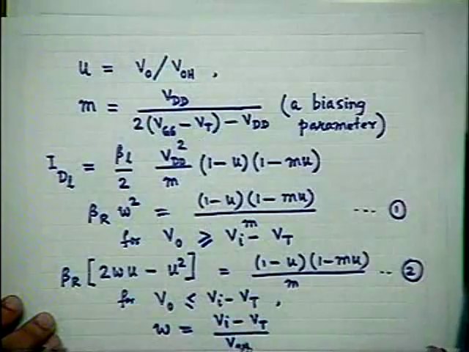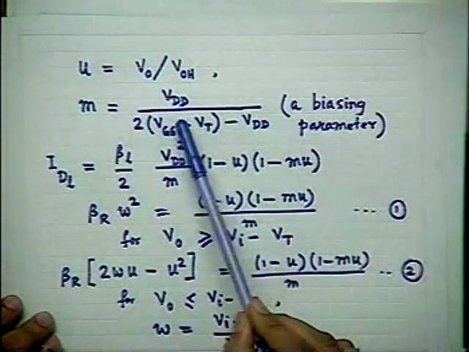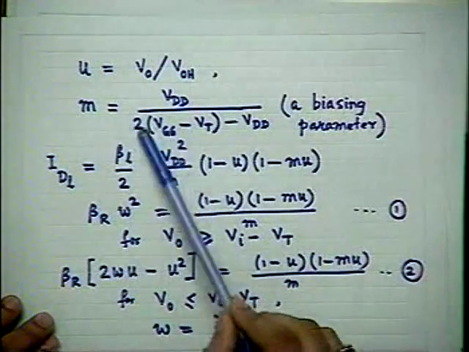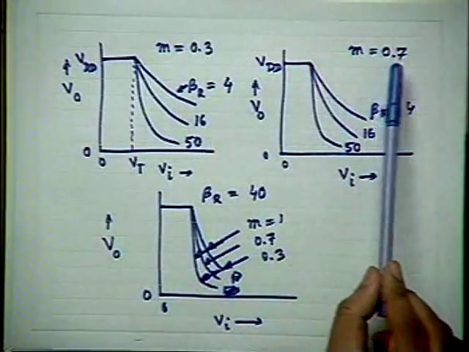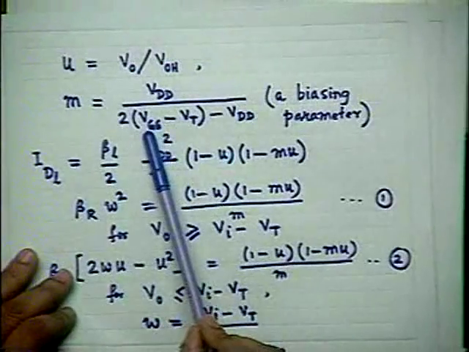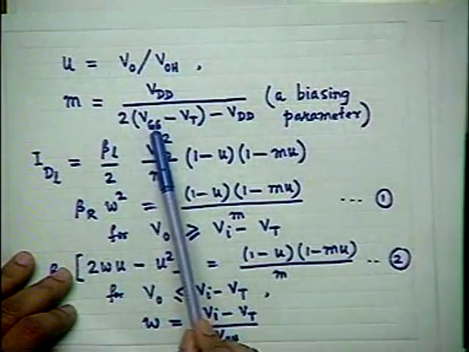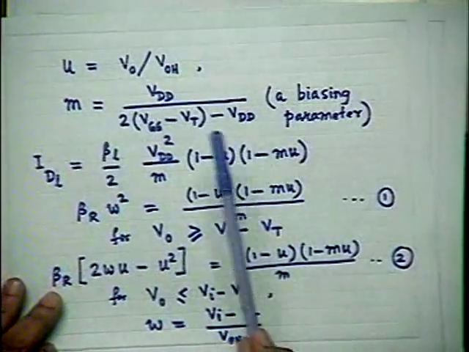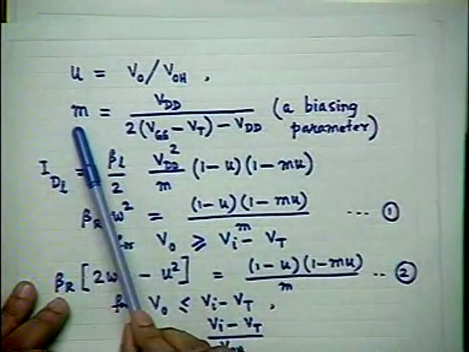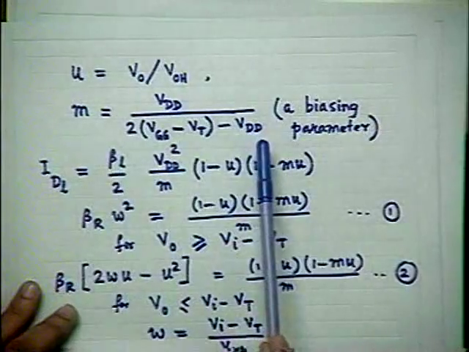VDD is normally 5 volts, usually. So I have chosen a higher value of VGG so that M is reduced. So this is a smaller value of M. Higher M means a little less value of VGG. When VGG is equal to VDD, then what will be the value of M? When VGG is equal to VDD?